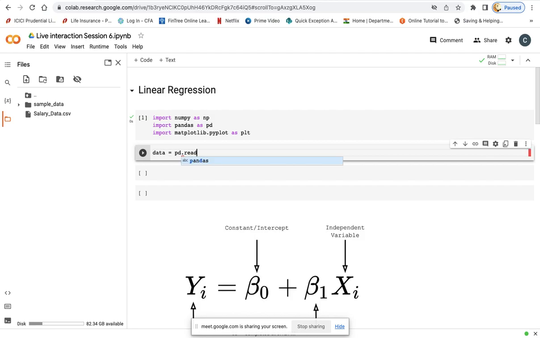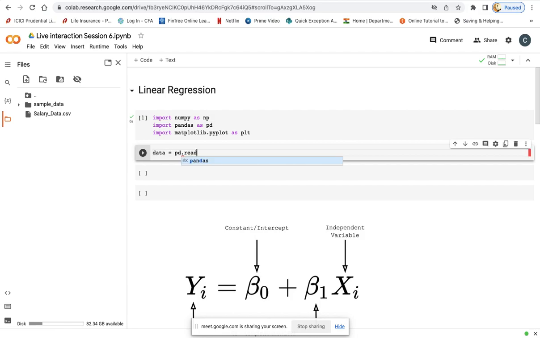We have separately defined the b1 numerator and denominator, and to find b1, which is the slope here, we will just do b1_num divided by b1_denominator. So we'll write a comment: calculating slope. So this is one thing.